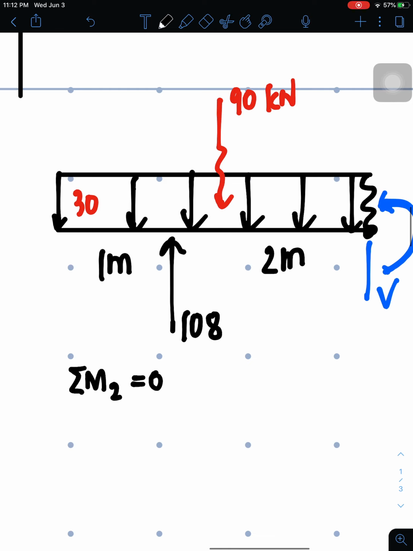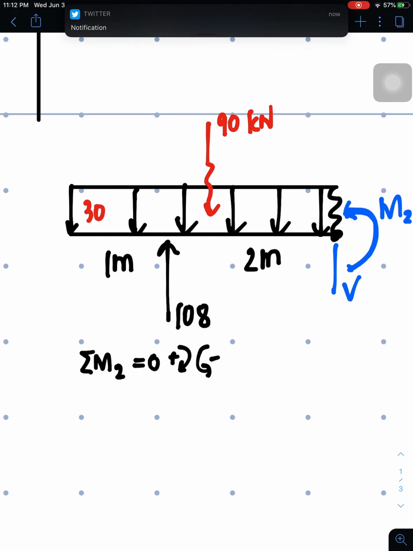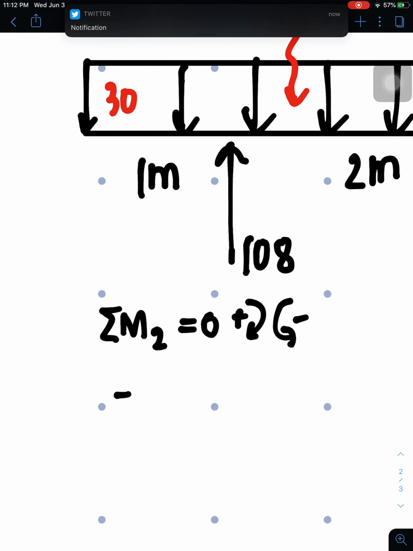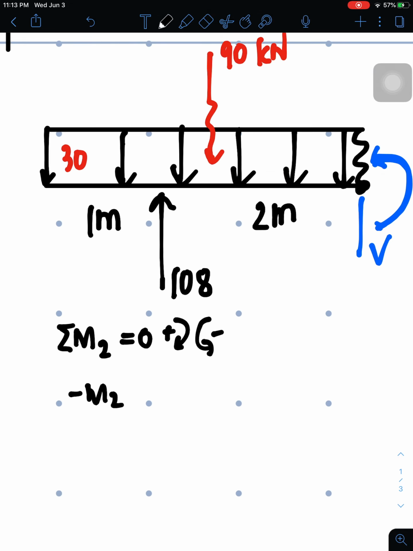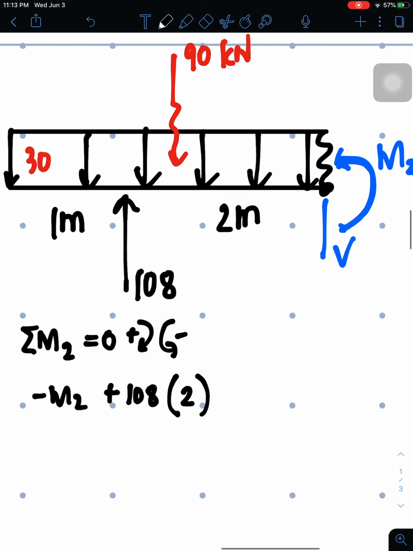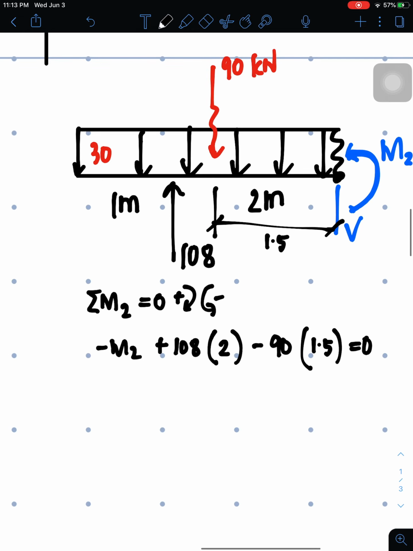Summation of moment at point of cutting M2 equal to 0, clockwise positive, counterclockwise negative. Okay, so there, M2 is negative. Okay, counterclockwise man siya. And then 108 rotate at point M2, so that's positive. So 108 times moment arm of 2 meters, then minus 90 times the location. The total distribution is 3 meters, therefore this is 1.5. So that's 1.5 equal to 0.